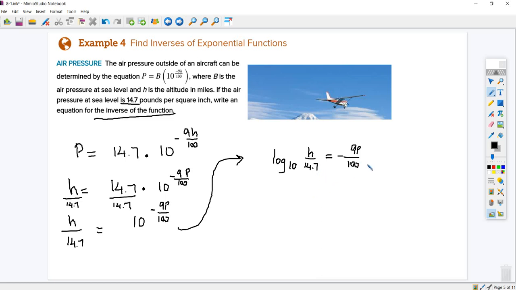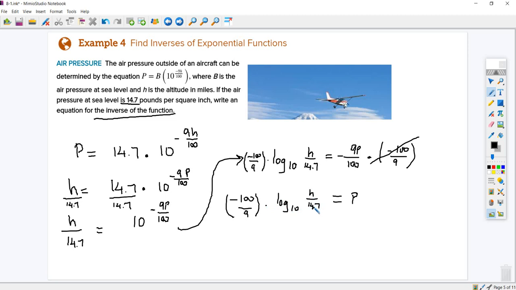Alright, so since we are looking for P, we still have to get rid of negative 9 and 100. Basically just multiplying by negative 100 over 9. Remember how we multiply by the reciprocal. Negative 100 over 9 is multiplied on both sides. If you do this way, they cancel. You just get a P here. That was the point. And we will have negative 100 over 9 times log 10 of H over 14.7.